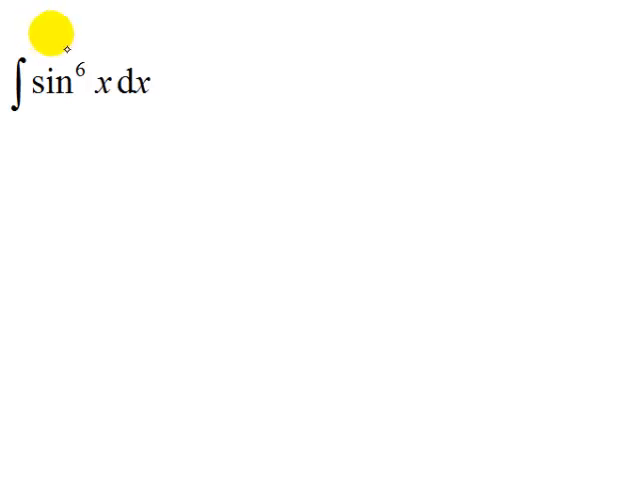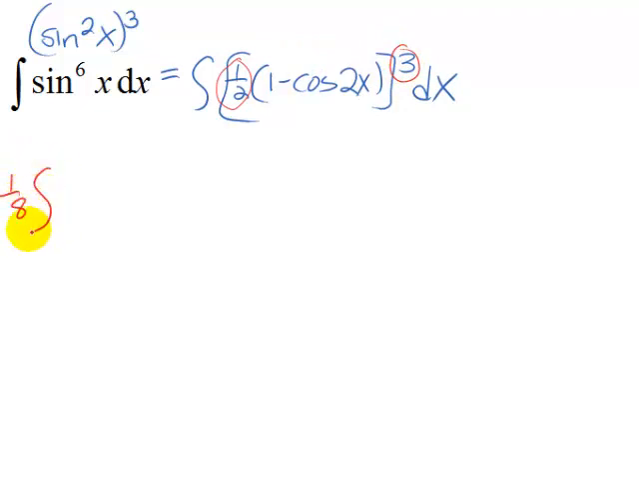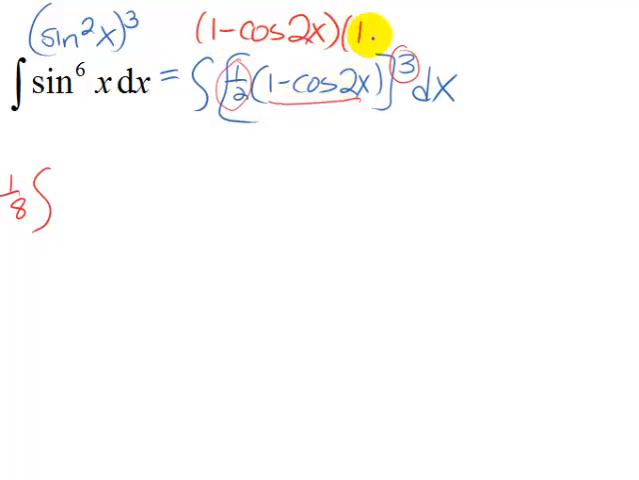So first of all, we're going to think of this as sine squared x to the third, and we'll use the half-angle formula. So this is going to be 1/2 times 1 minus cosine 2x, and that would be to the third dx. Now in looking at this, we have a 1/2 to the third, so we could bring a 1/8 out in front. And this needs to be multiplied together 3 times. So we have 1 minus cosine 2x, and if we multiplied 2 of those others together, we'd get 1 minus 2 cosine 2x plus cosine squared 2x.